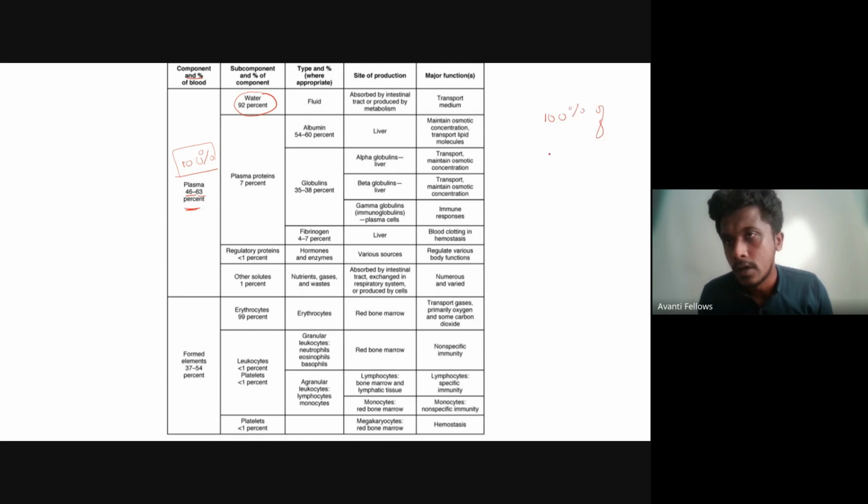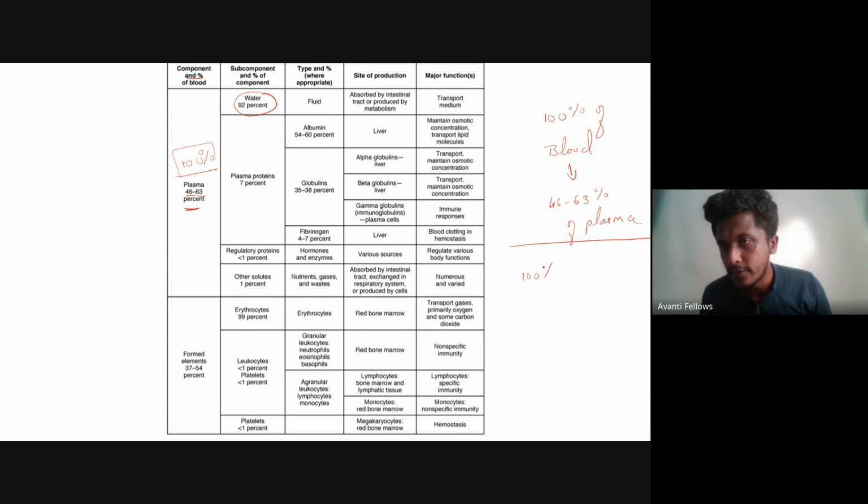If I take that there is 100% of plasma, in the whole of plasma, what you can see surprisingly is 92% of the plasma is made up of water. People, this is very, very important. You have to understand this. At least the plasma part, understand this. Out of 100% of blood, it is made up of around 46 to 63% of plasma.